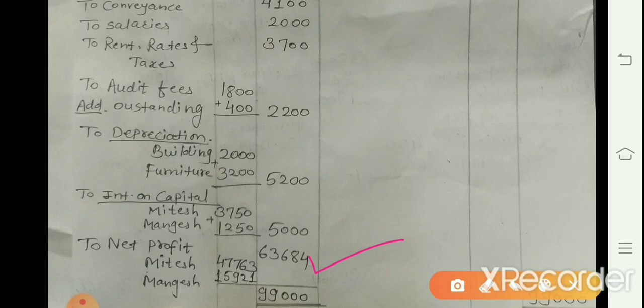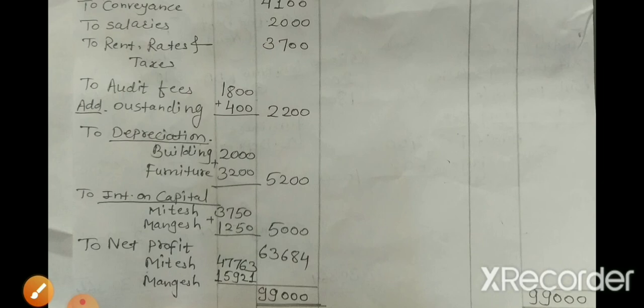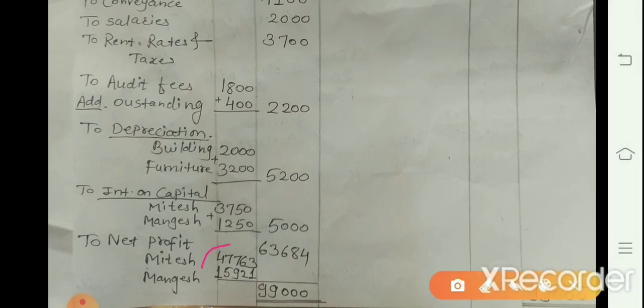We will distribute this net profit to the partners as per profit sharing ratio. It is 3:1. In information number 1, we have been provided with the ratio. So as per this ratio, we will do the distribution. The distribution will be 3/4 into 63,684. That is 47,763 will be given to Mitesh. Then remaining 1/4 share will be given to Mangesh, that is 15,921. So this is the distribution of net profit which we have made here.